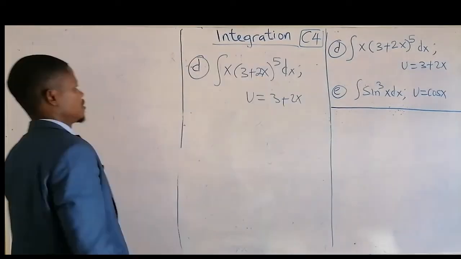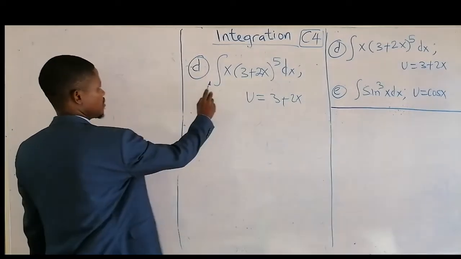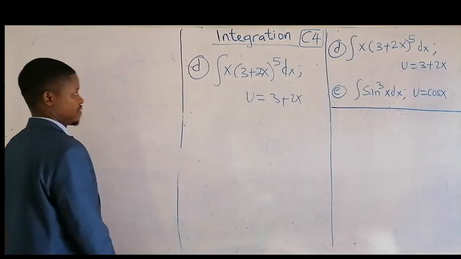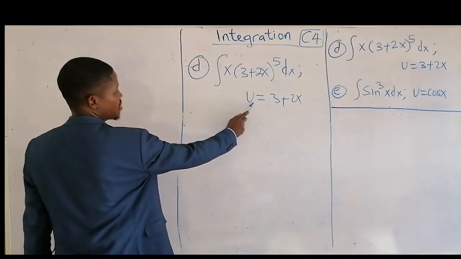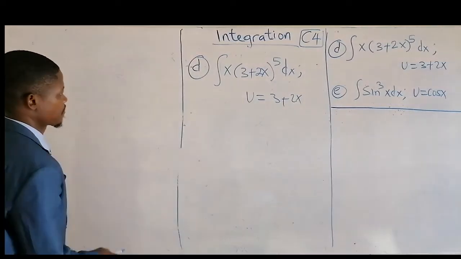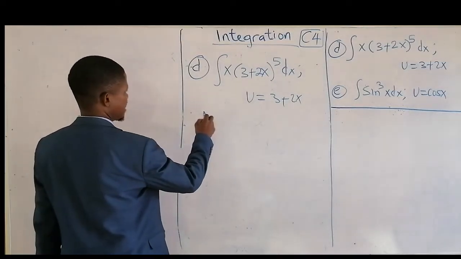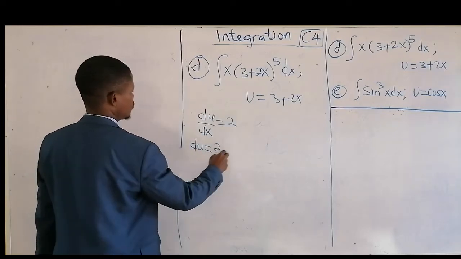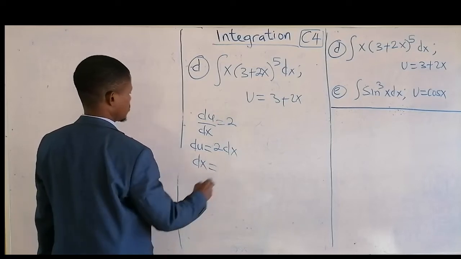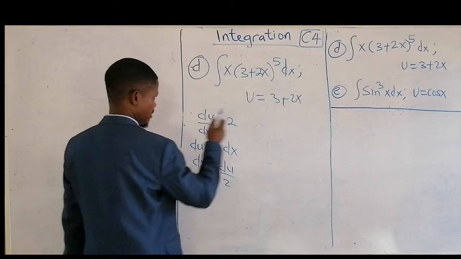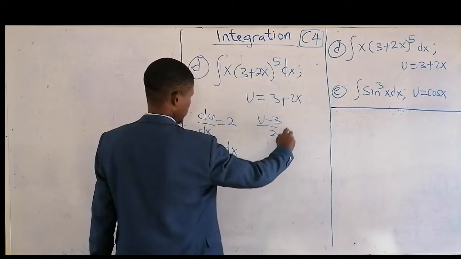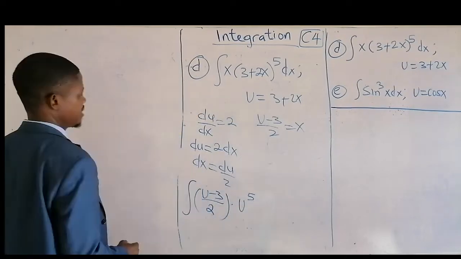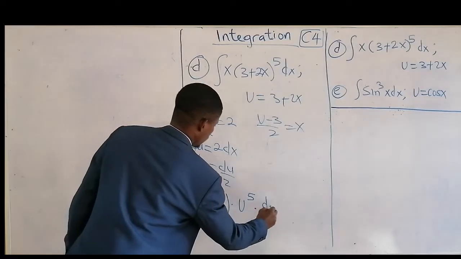The d part. For the d part, we have this question: integral of x times (3 plus 2x) all to the power 5. Then we are told to use u equal to 3 plus 2x for the substitution. So we start from there. That will be du over dx, then du is equal to 2 dx. dx is equal to du over 2. Here, (u minus 3) over 2 is equal to x.